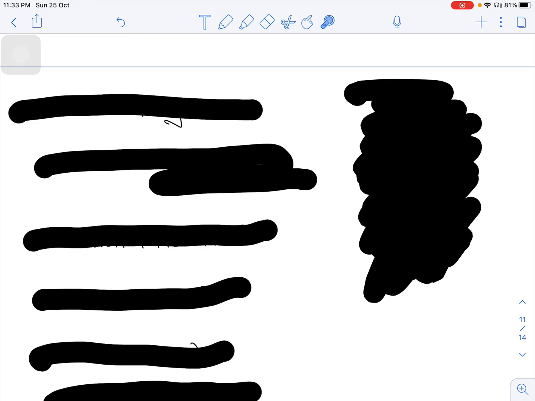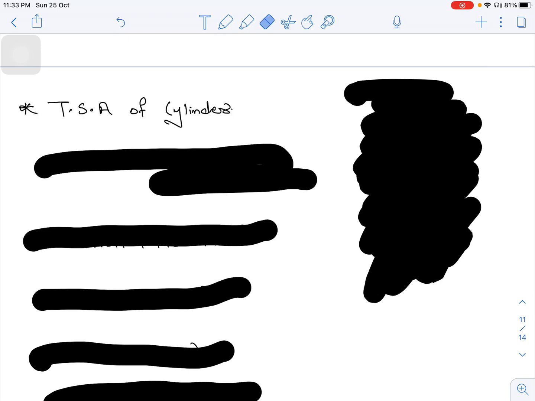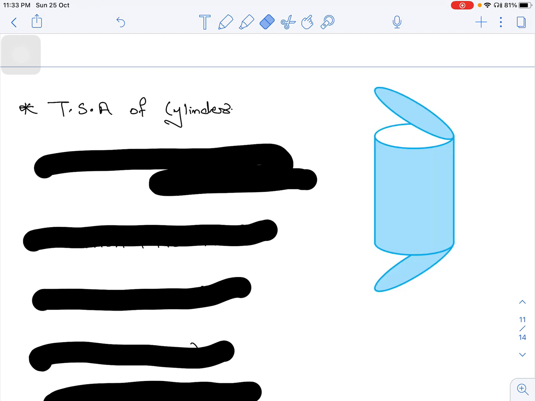Now let us see how to find the total surface area of a cylinder. So our next topic is TSA of a cylinder. For finding TSA of a cylinder, let us consider this figure. In TSA, the top and bottom are covered. You can see that the opening of top and bottom is circular. So if you want to cover it, we have to cover it with a circle.